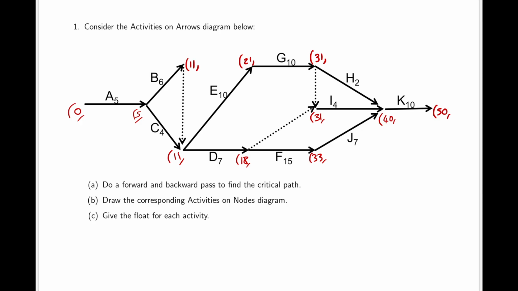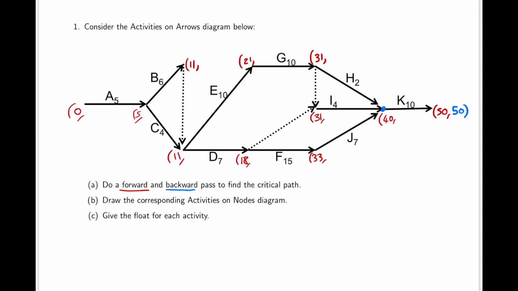We have now completed the forward pass, finding the earliest possible times to reach each of these nodes. We shall now start with the backward pass, finding the latest possible times we can reach each of these points without delaying the project. As the name suggests, a backward pass, we will start at the end. What is the latest possible time we can reach the end of the project without delaying the project? Well, the earliest possible time we can complete the project in is 50, and so without delaying, the latest possible time will also be 50.